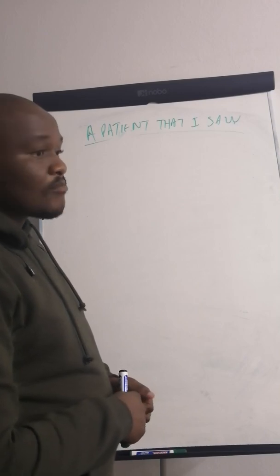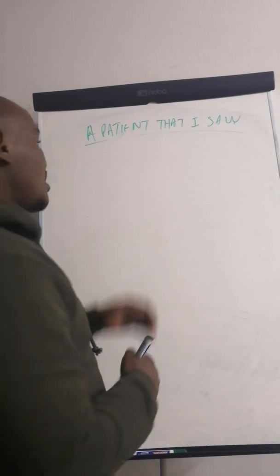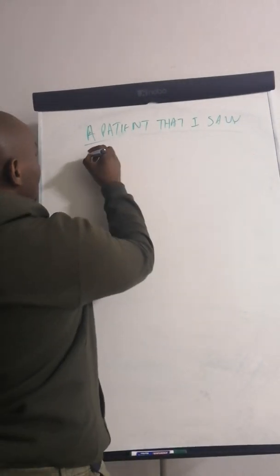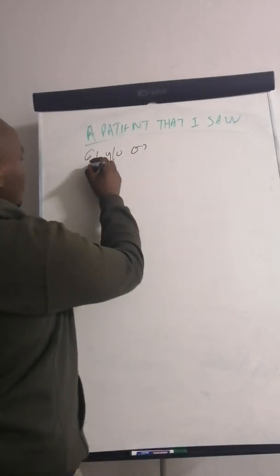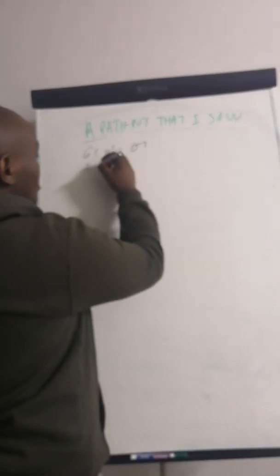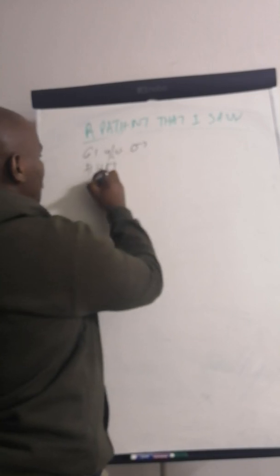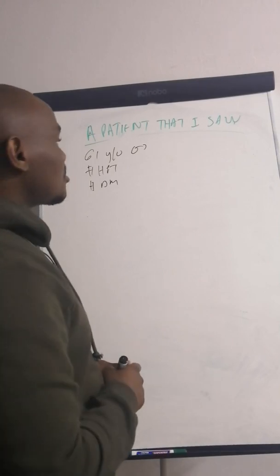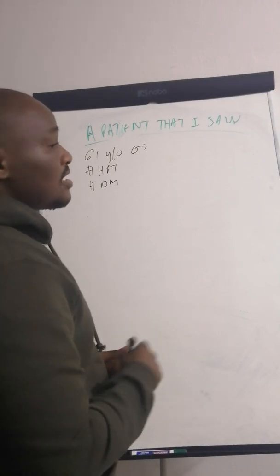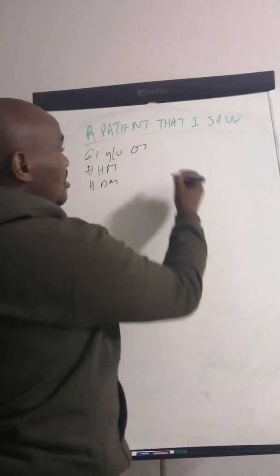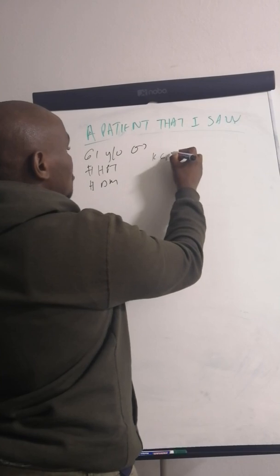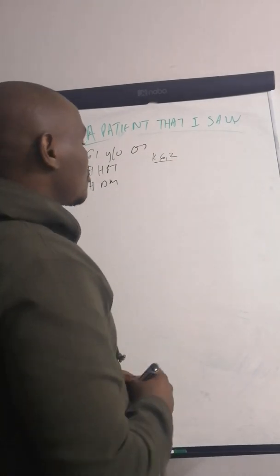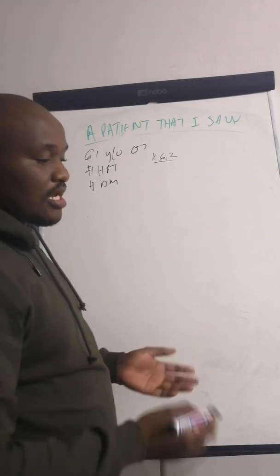So this is what happened. This patient is a 61-year-old male patient. He has been labeled as having uncontrolled hypertension and diabetes. The history is that when this doctor called me, he said that the potassium of this patient was 6.2.